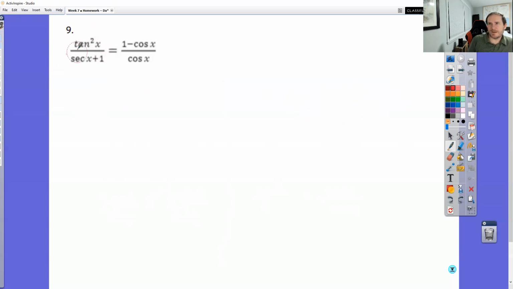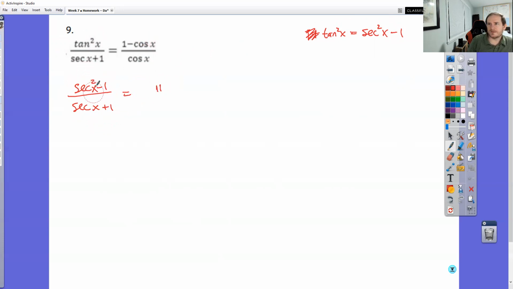So I suppose the plan is to remember that tangent squared is related to secant squared by a Pythagorean identity. We know that 1 plus tan squared is secant squared. That's probably the version you have memorized. So if you subtract the 1, then we get that tan squared is equal to secant squared minus 1. I would go ahead and make that substitution directly. Secant squared x minus 1 over secant x plus 1. And we're wondering if that equals this stuff.